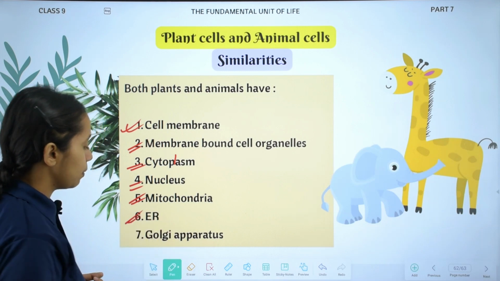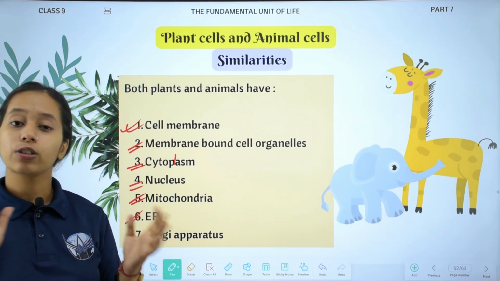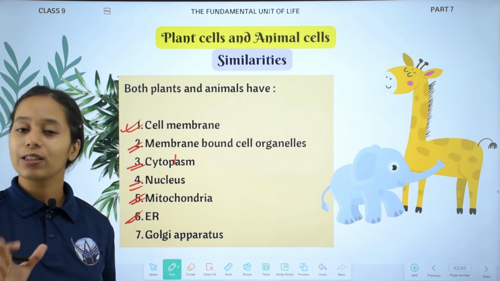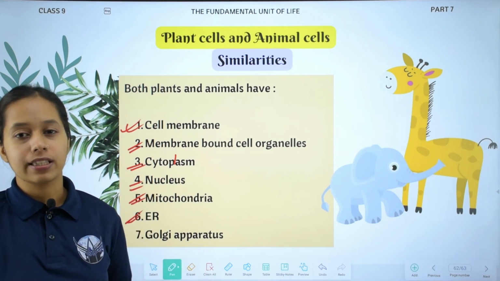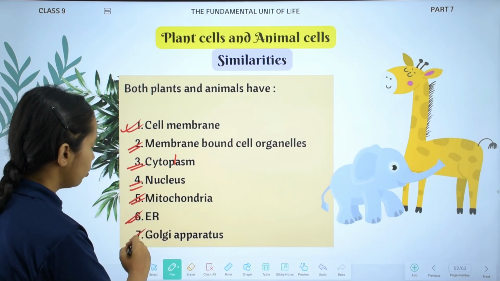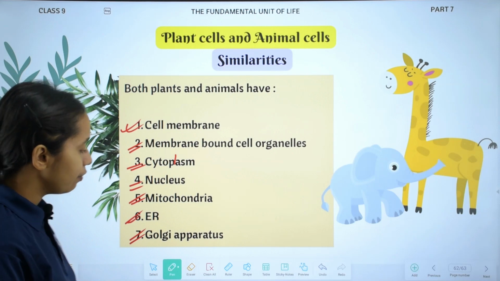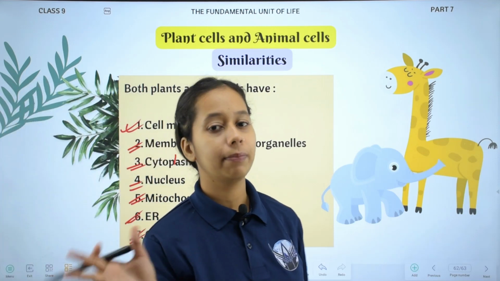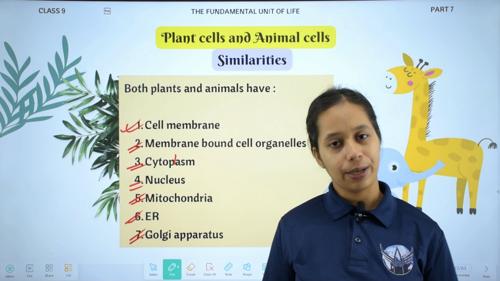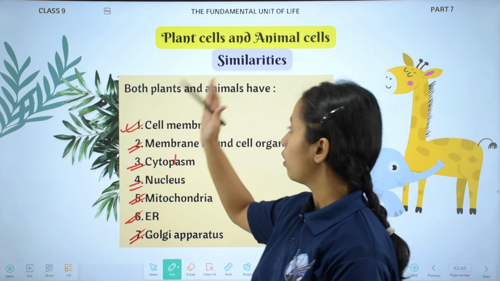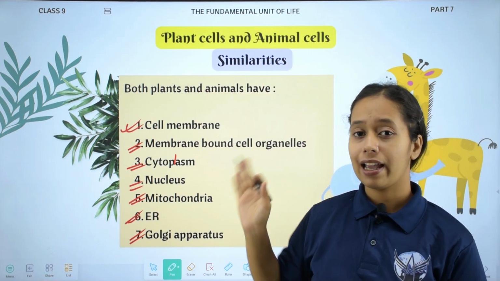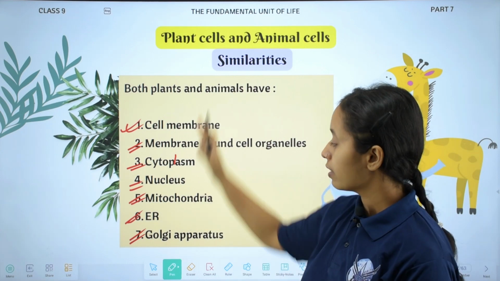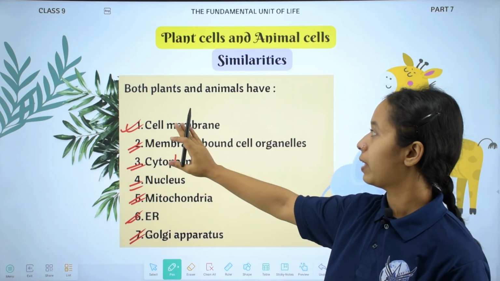Both plant cell and animal cells have ER meaning endoplasmic reticulum. Okay, endoplasmic reticulum, both plant and animal cells will have this. And both plant cell and animal cell will have Golgi apparatus. Both plant and animal cells will have Golgi apparatus. So although there are many similarities, I have given you these 7 similarities of plant cells and animal cells.